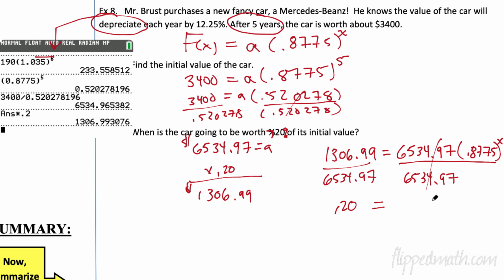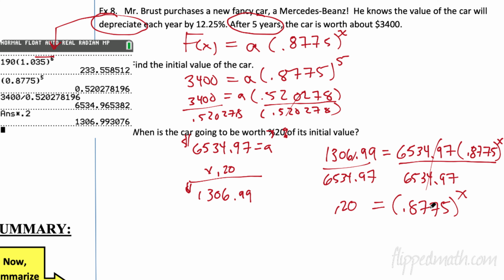So 0.20 equals 0.8775 to the x. Now this kind of makes a little sense because they want us to know when it's going to be 20% of the initial value. So this value here is going to be 20%. It worked out nicely. We did our math okay. And now I just need to know how to solve this. How do I solve 0.8775 to the x equals 0.20?